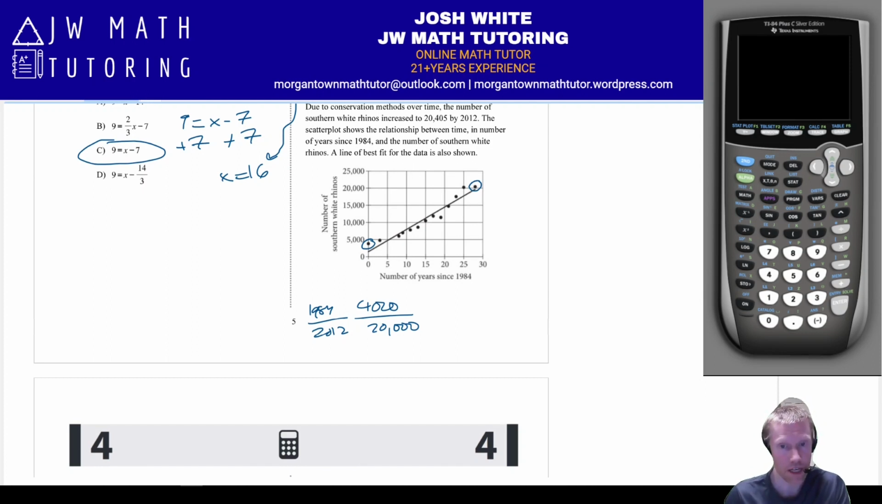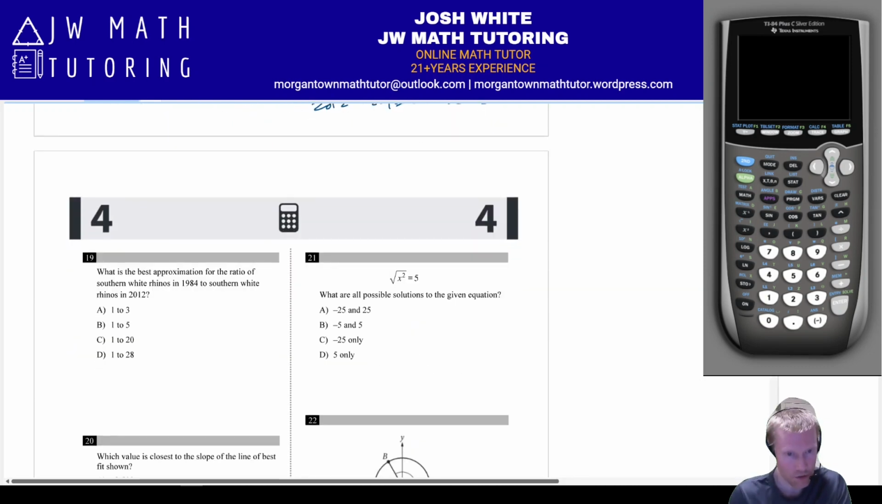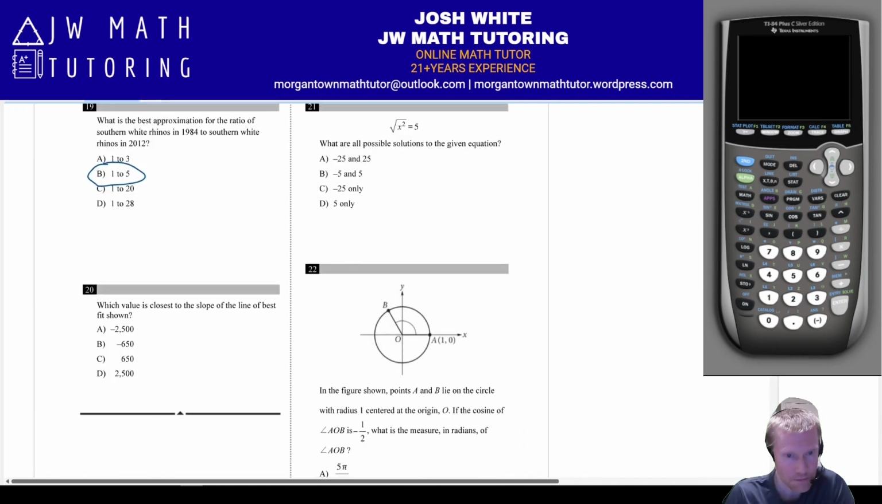So you could just go to the calculator. You could do 4,000 divided by 20,000. Or I just noticed the 3 zeros all cross out, which is just 4 over 20, which is 1 over 5. So do we see an answer here that is 1 to 5? Yes. So letter B, correct answer for this problem.